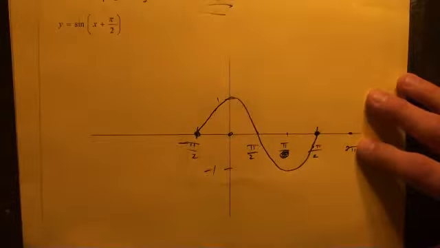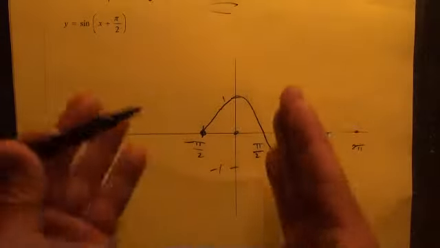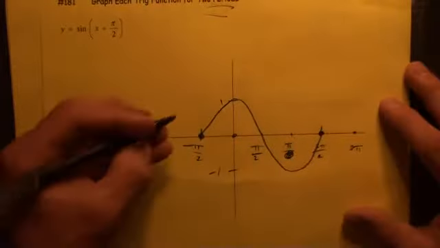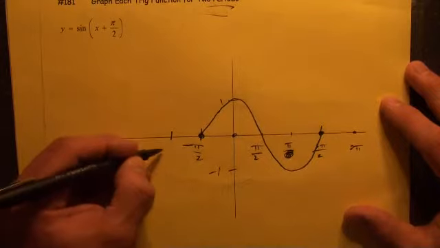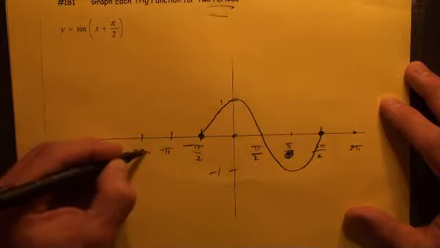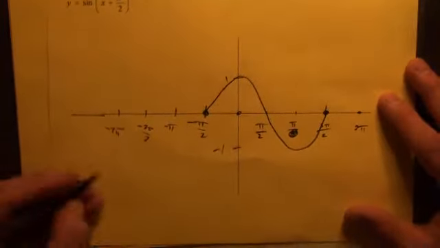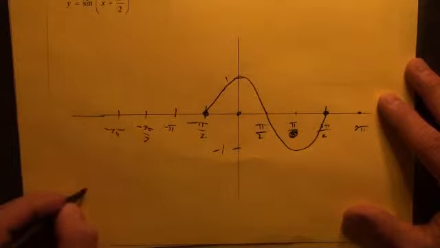Now they wanted this done over 2 periods. The easiest thing to do would be to just graph these two right here, to the left. So we'll go in the negative direction. Negative pi, negative 3 pi over 2, negative 2 pi, and one more negative pi.